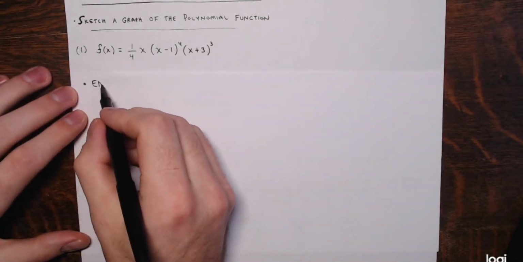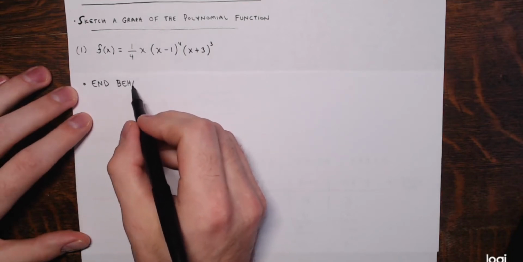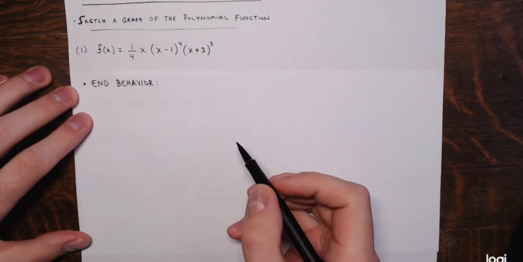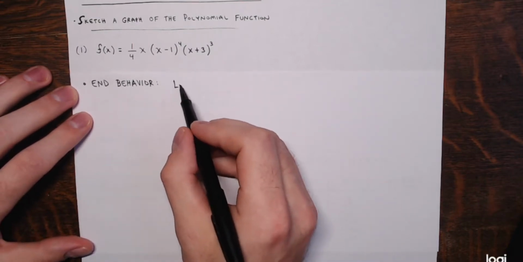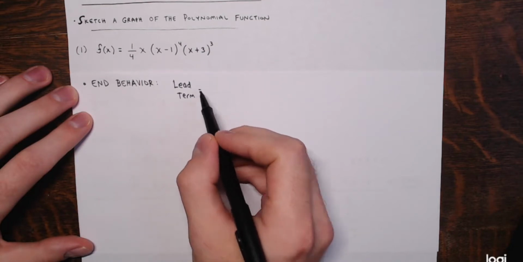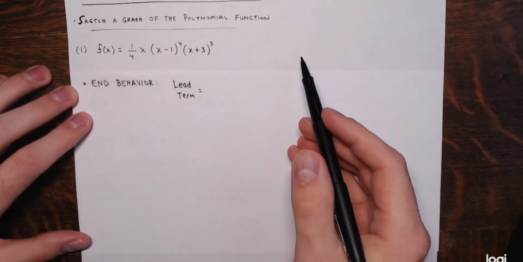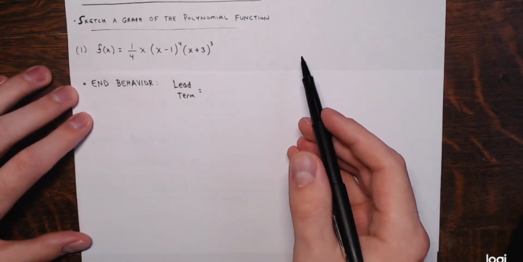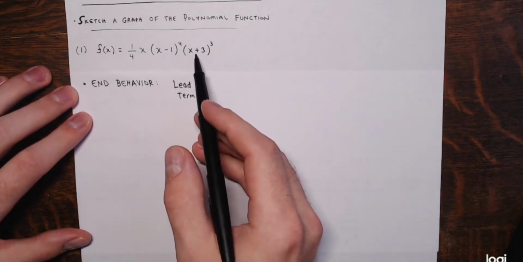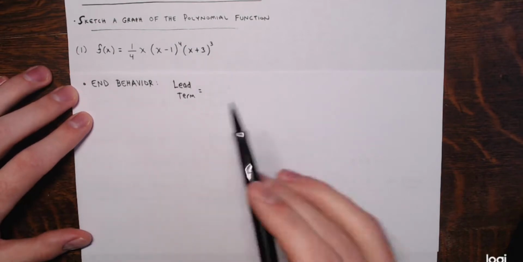I've talked about all of these things in previous videos, but for end behavior you only need to identify the lead term. What's the leading term of this? Now you can multiply the whole thing out if you wish, but that would take a long time here, because what's x minus 1 to the 4th power? What's x plus 3 to the 3rd power? And then you multiply those, and then you distribute the 1/4 x. That would take too long.